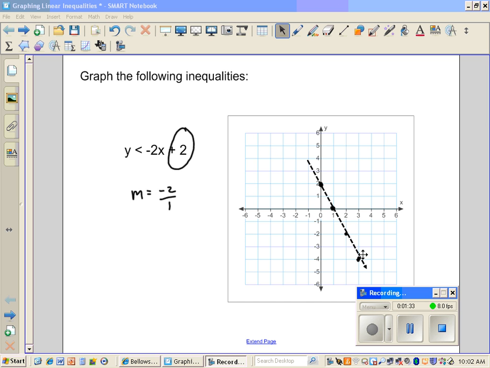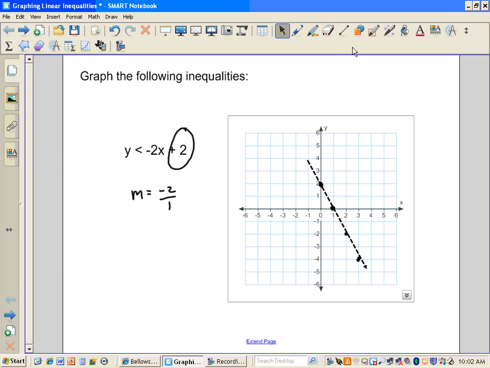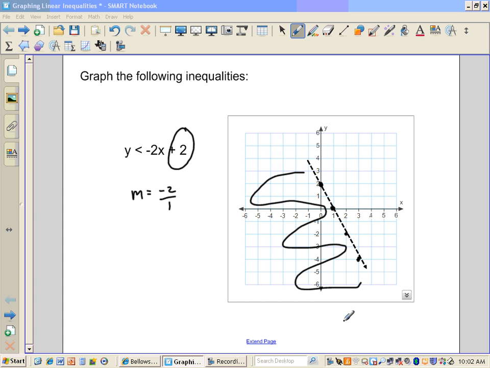We have to use a dashed line because we're not equal to this line. We're equal to everything less than it. So the other thing that we have to do is gently with our pen or pencil shade everything that is below, since this is a less than sign, everything that is below that line. And just a gentle squiggle like that or a little more aggressive would be fine.